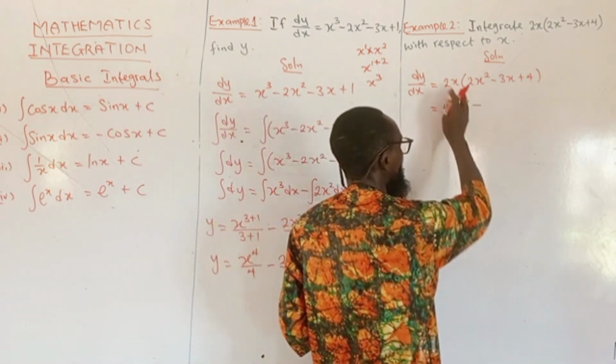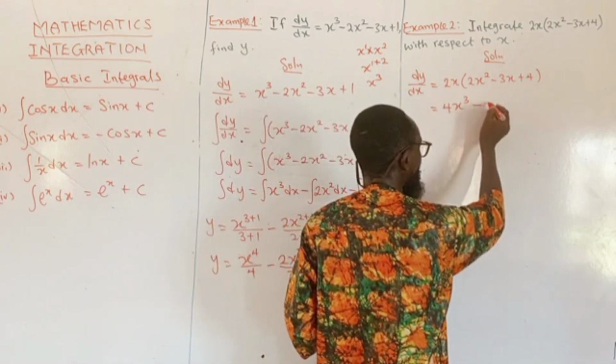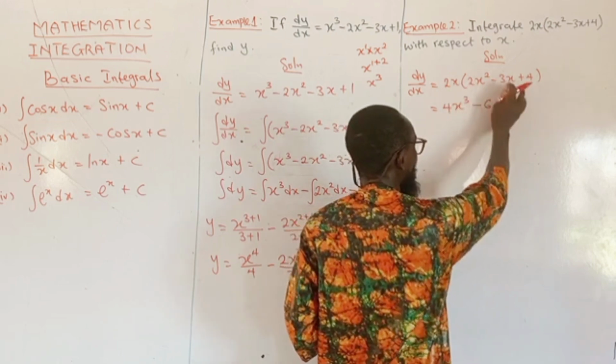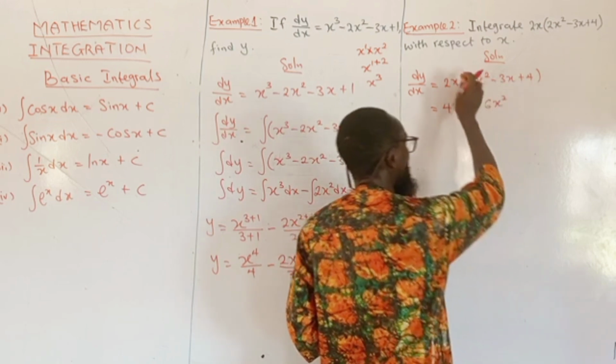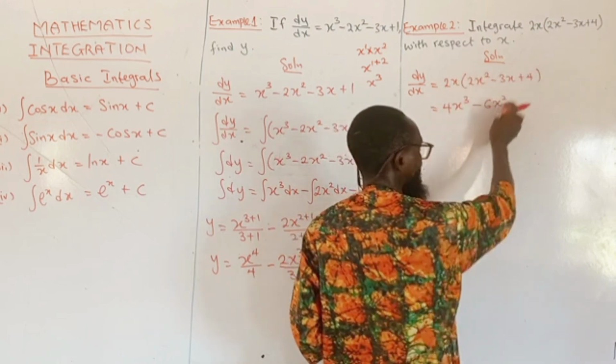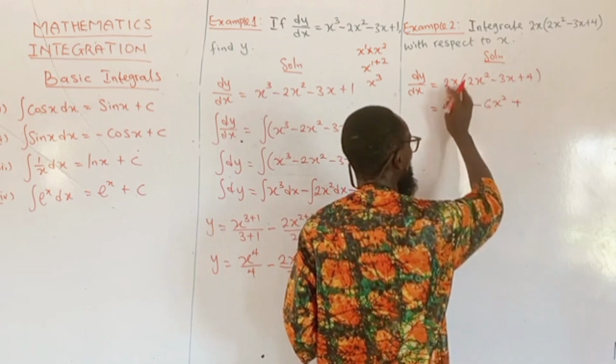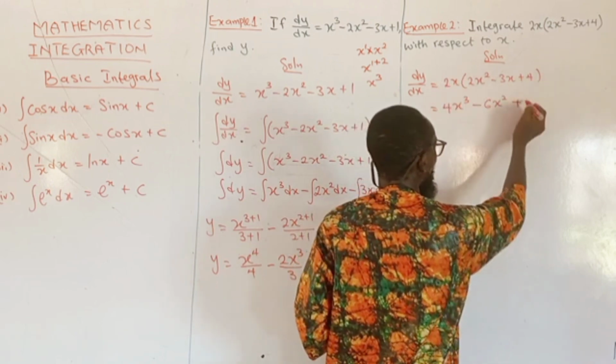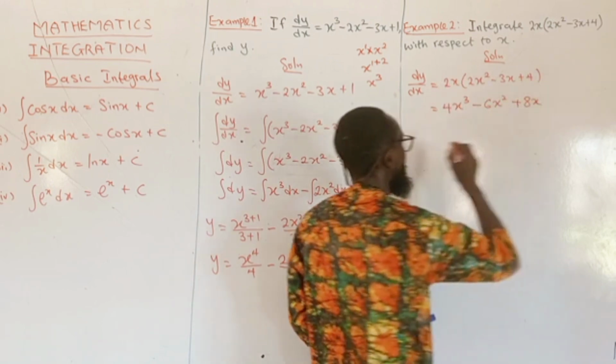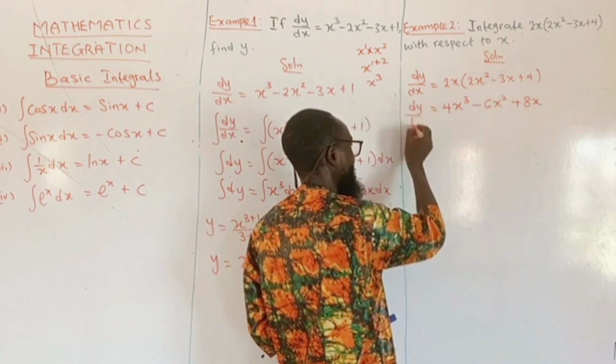Then minus 2 times 3, we have 6. x times x, we have x squared, because 1 plus 1 equals 2. Plus 2x times 4, we have 8x. So this is our dy/dx.